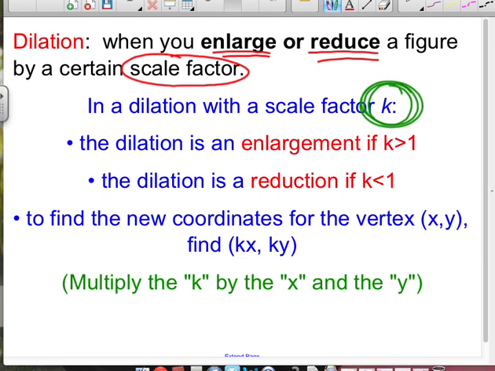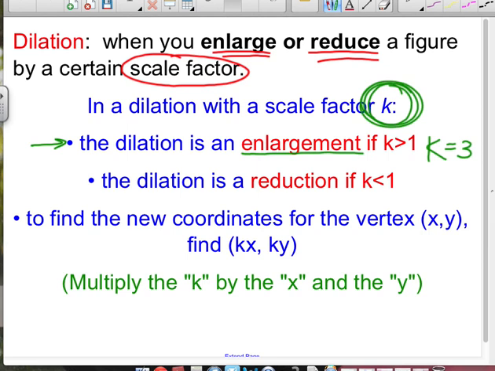So, talking about K, which is your scale factor, it says right here that the dilation is an enlargement if K is greater than 1. Okay, so if you're given a problem and they tell you that K is 3, that means every value in the ordered pairs for every vertex on your original figure is going to be multiplied by 3, or get 3 times larger. And then when you replot those ordered pairs, you're going to see that your new image is, in fact, an enlargement of the original figure. In fact, it's 3 times larger.